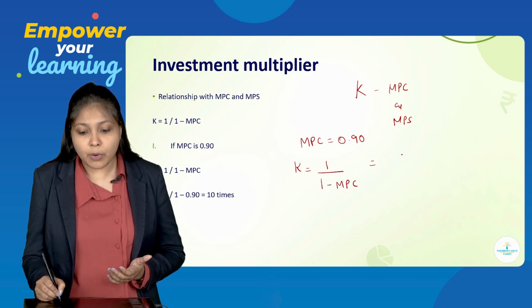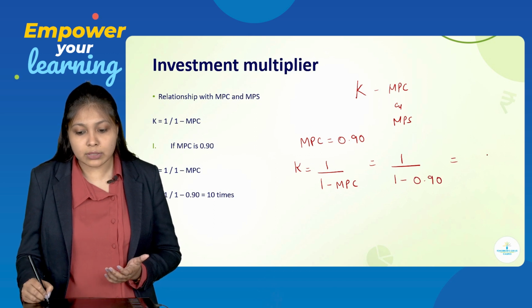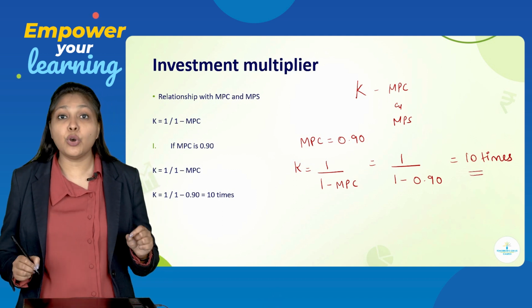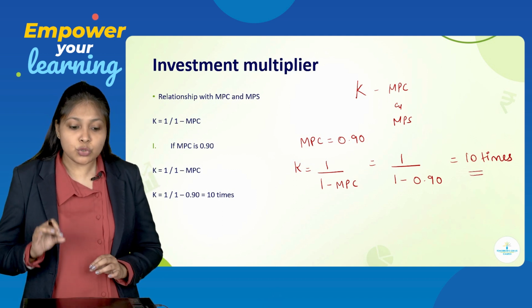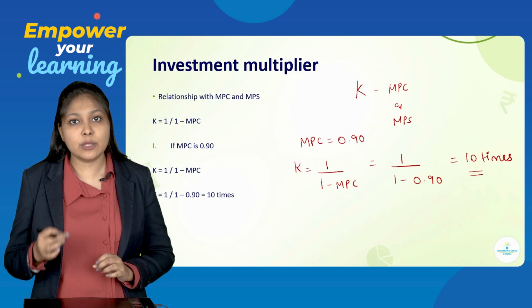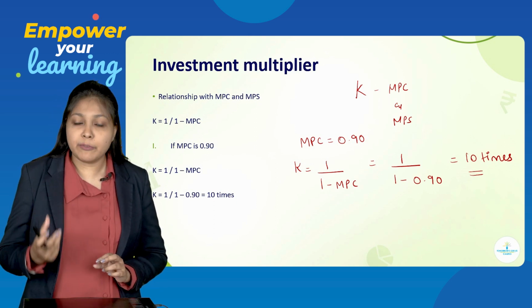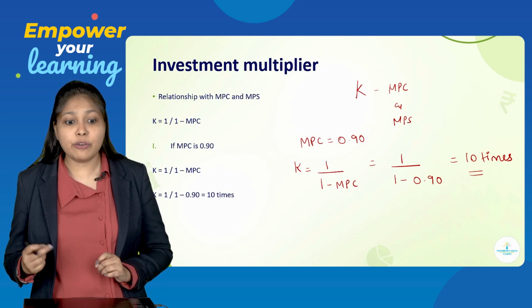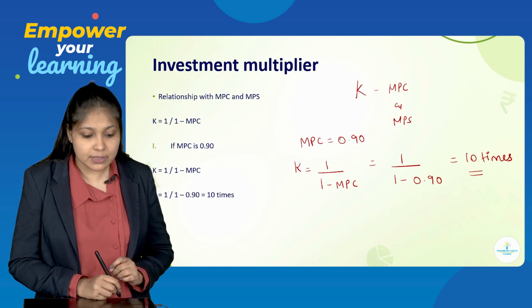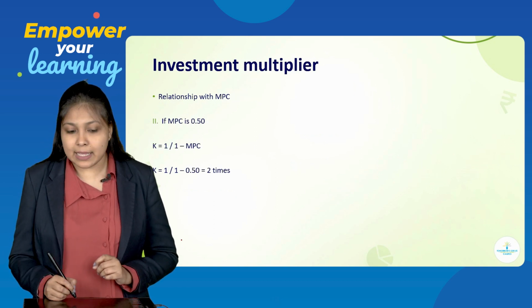So 1 upon 1 minus 0.90 is equal to 10 times. So you got the value of K as 10 times. When the value of MPC was 0.90, the value of K, or the value of the multiplier, was 10 times. Let us look at the second scenario.